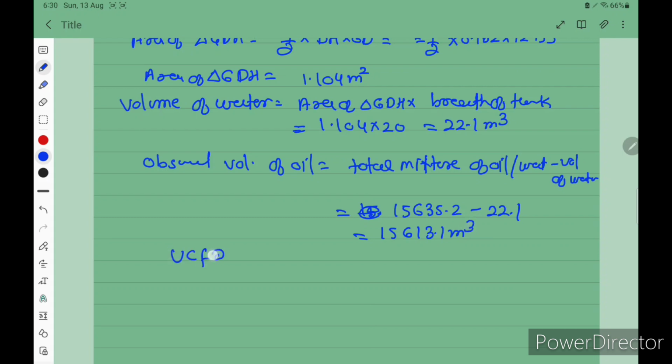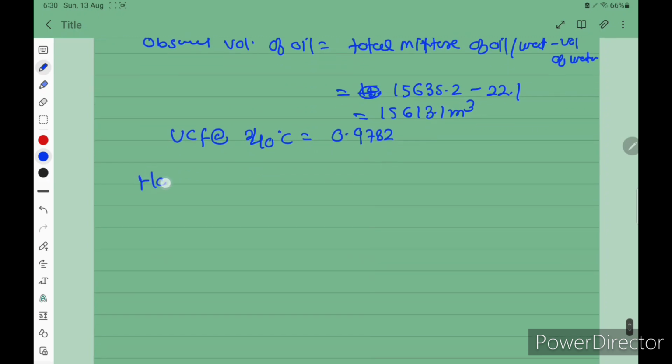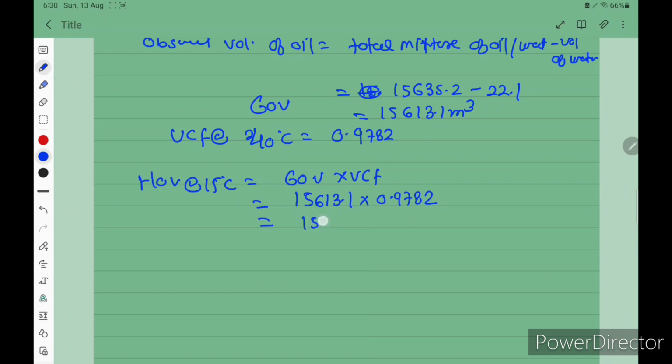So VCF at 40 degrees centigrade from ASTM table we get 0.9782. Now we get net observed volume at 15 degrees centigrade, this is called gross observed volume. So GOV into VCF. So 15613.1 into 0.9782, we get 15272.7 meter cube.